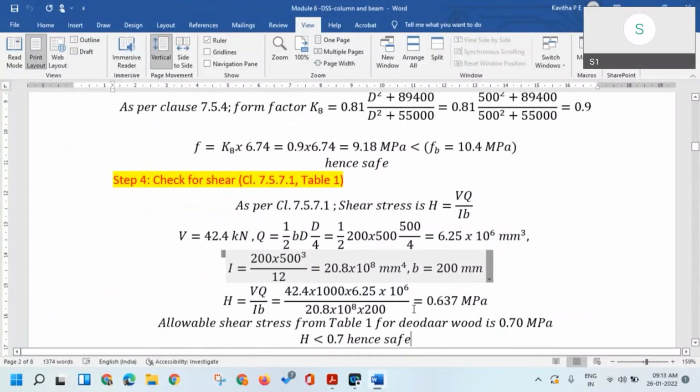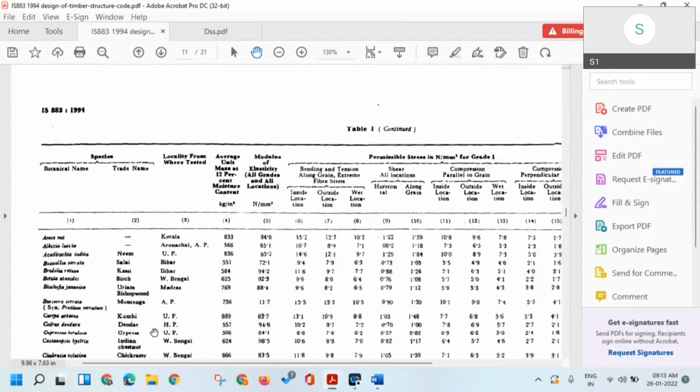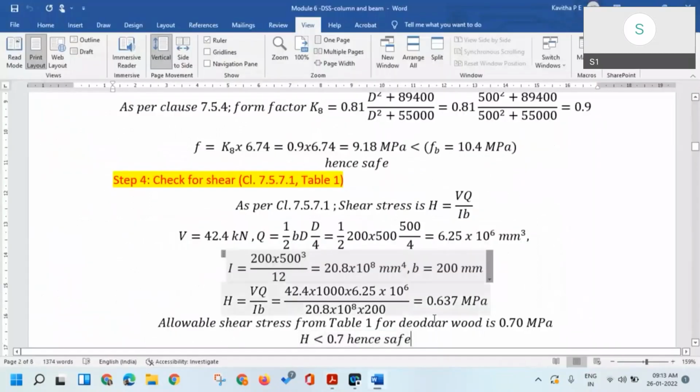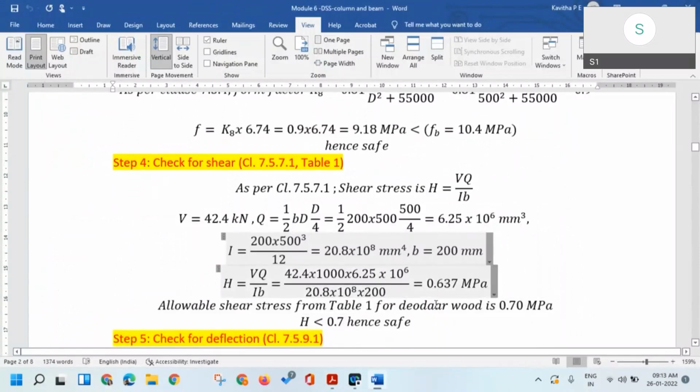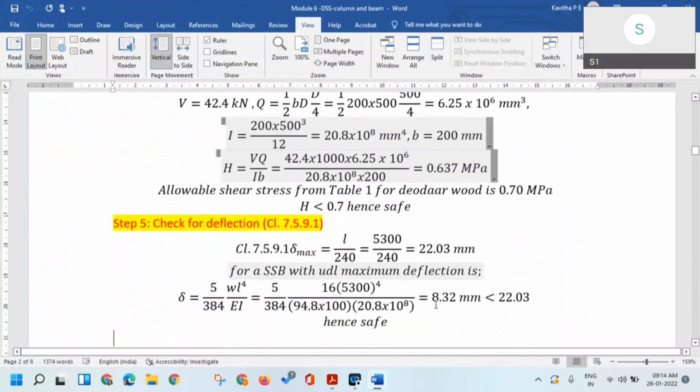Now I have to check whether this is less than the allowable value. The allowable value can be obtained from table 1 for the deodar wood. So I am going back to table 1 for the deodar wood, the allowable shear value. Here you can see for deodar wood it is 0.7 and our value of H is 0.637, and hence it is safe. Now moving on to the check for deflection.